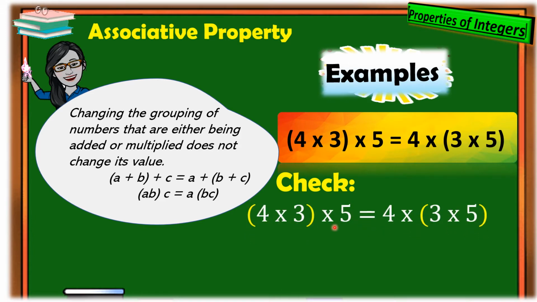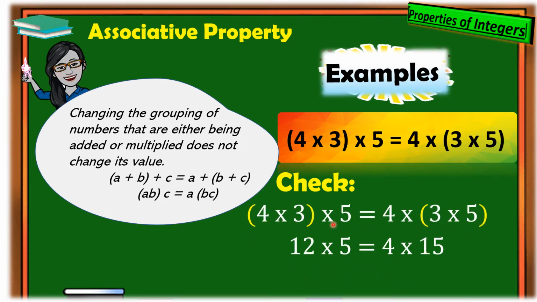So, 4 times 3 times 5, so that will become 12 times 5, no? Dito naman, 4 times 15, kasi 3 times 5 ang inuna, kasi nasa parenthesis. So, that will give you the same answer, which is 60. Okay?